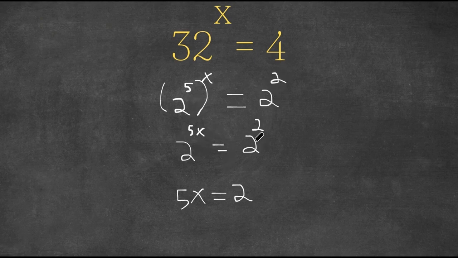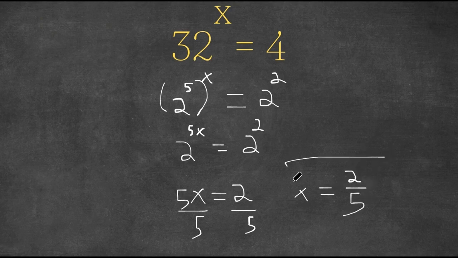So now, as you can see, because both of them have the same bases, we can simply set the exponents equal to each other. And now, as you can see, we can simply solve for x. All we need to do is divide by 5 on both sides. And this gives us x equals 2 over 5. And this would be our answer to this problem.